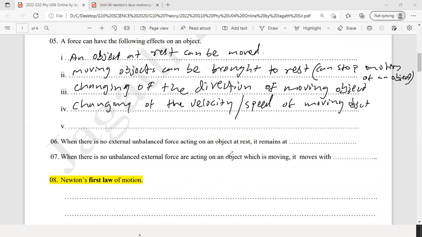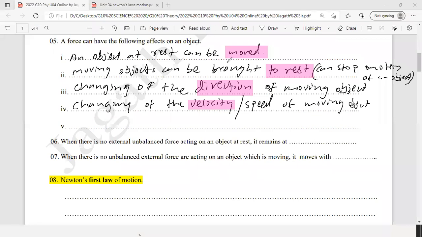Can you highlight here the important points under this? You can change the direction, you can move the object from rest, and you can change the velocity. Is there anything else that we can do by applying a force on an object? Changing of velocity can be increase or decrease.